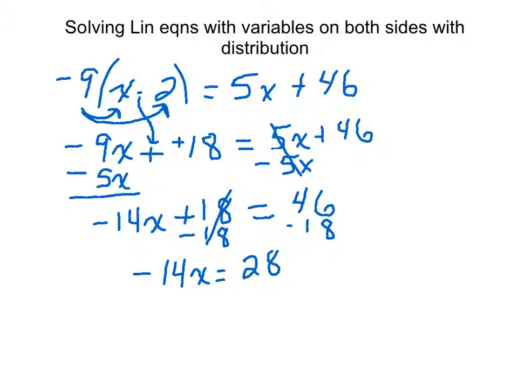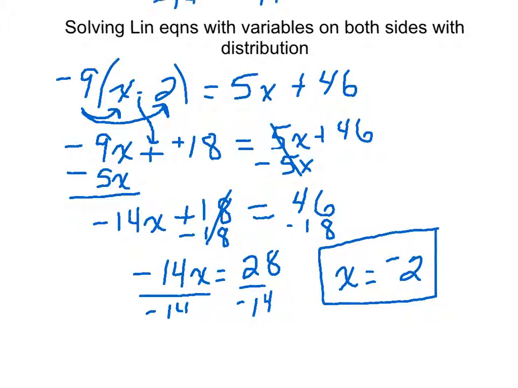Finally, to get rid of the negative 14, it's being multiplied, so to undo the multiplication, we divide. And our last step is to just think about it. We have a positive divided by a negative, so our answer is going to be negative, and 28 divided by 14 is 2. So our answer is going to be negative 2.